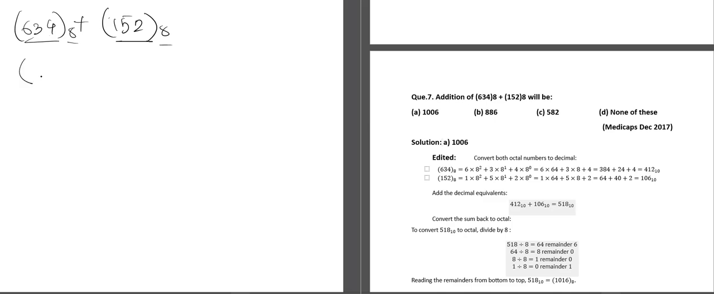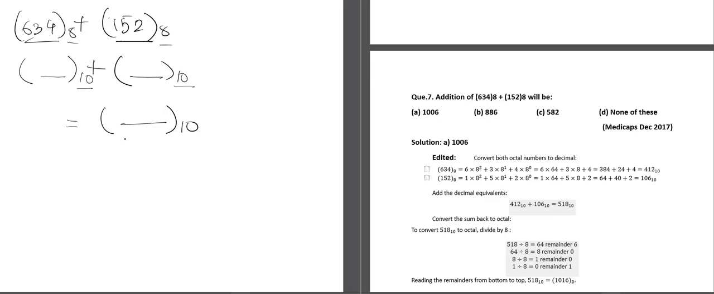Like for 634 we will be getting some decimal number. This 10 signifies that the number we are getting is in the decimal number system, and for 152 we will get some decimal number which will be in the decimal number system, right? And then we will add those two decimal numbers together, because we all know very well the rules of decimal addition. From the addition of those two decimal numbers, we will get a resultant decimal number, right?